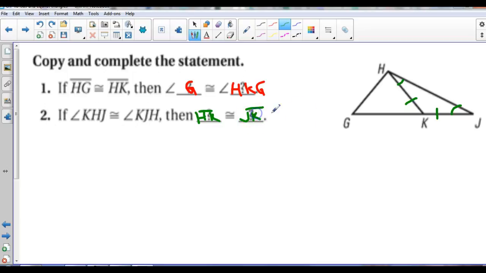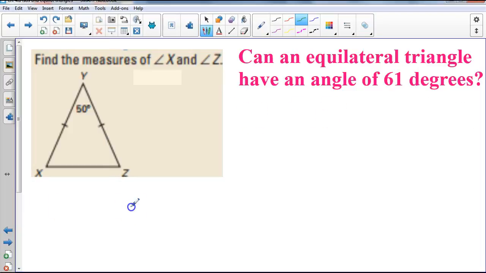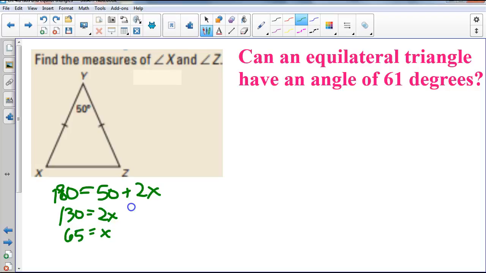If we take a look at the next example, let's go ahead and finish this one. It says find the measures of angle X and Z. The only thing you know is angle Y, which is 50, but you know it's an isosceles triangle, so the vertex angle is 50. You can use that information to find the base angles, because we know that this is X and that's X, so those have to be the same measure. So 180 is equal to 50 plus 2X. So I subtract 50, that's 130. We have to divide that by 2, and you get 65 degrees.